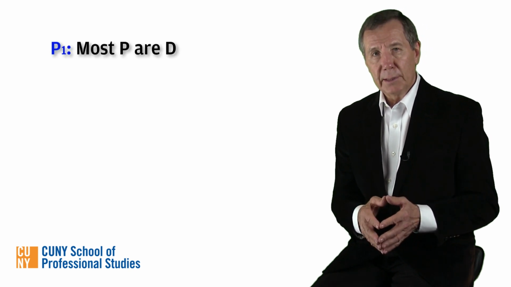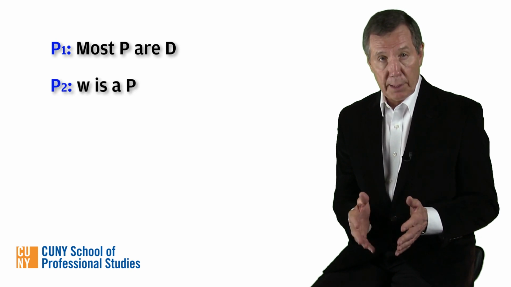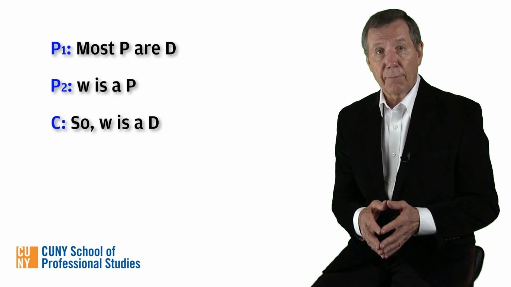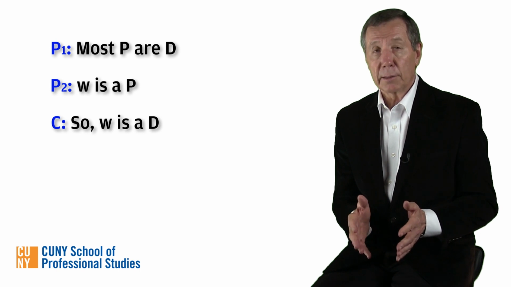The form of the argument is as follows. Premise 1, most P's are D's. Premise 2, W is a P. Conclusion, therefore W is a D. This is a syllogism. It's an argument with three lines, two premises together with a conclusion.